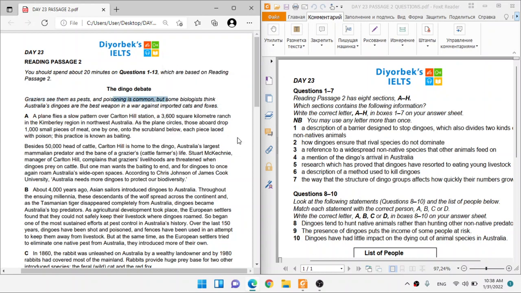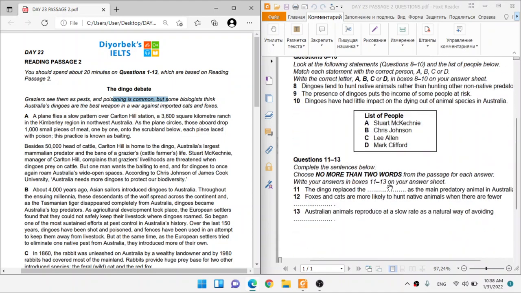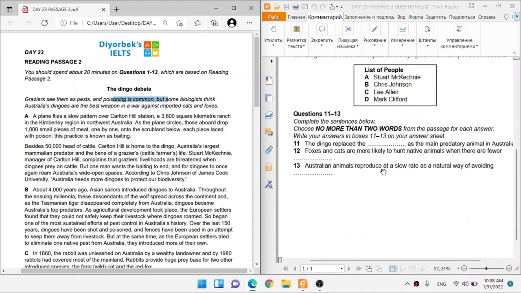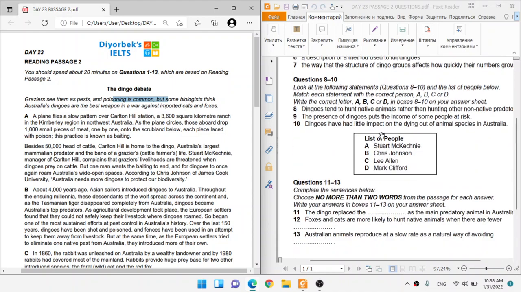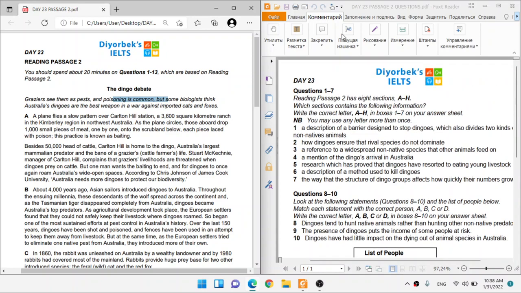All right. So this is the dingo debate, and there is a debate going on. I have three types of questions, which contain the following information: matching features and sentence completion. Obviously, these two are not in order, but the names are in order, and these are in order. From a test point of view, these are the things that you need to know.